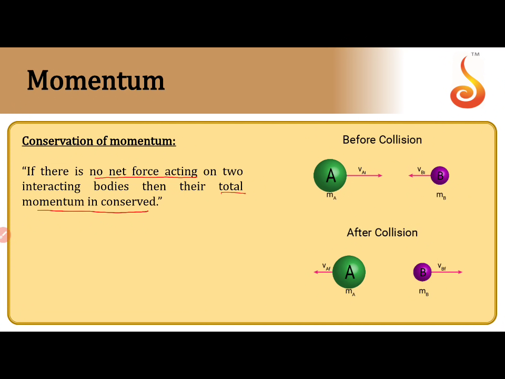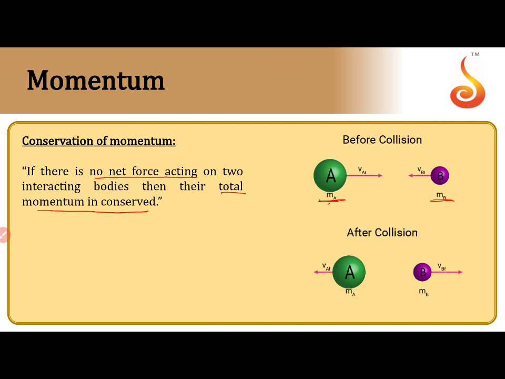Let me consider two objects A and B. A is having a mass ma moving with a velocity vai. I indicates initial. B is moving with vbi. I indicates initial speed or velocity. Now you observe they both are moving in the opposite direction.